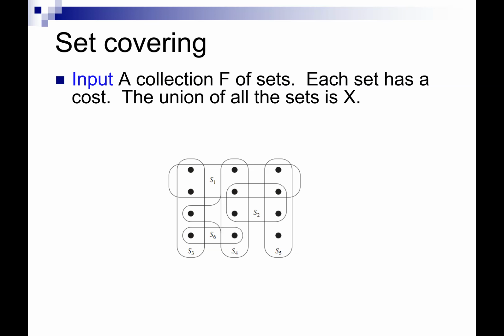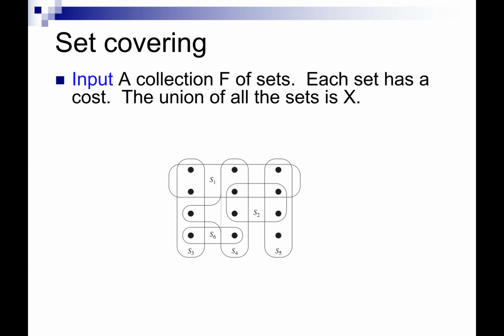These sets are also going to have costs. Maybe the teachers have different salaries, so we want to pick the cheapest set of teachers, in terms of their total salary, who can teach all the classes. Each of these sets has a cost, and the union of all of these sets is going to contain all of the points. If we hire all the teachers, then we can definitely teach all the classes.